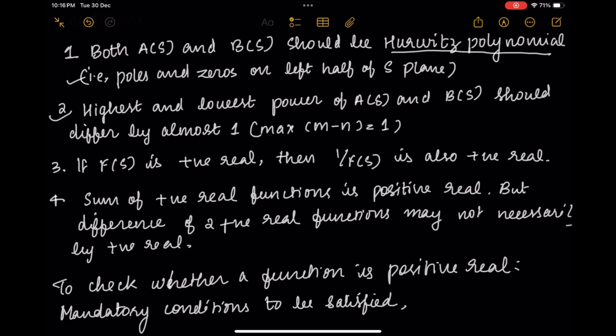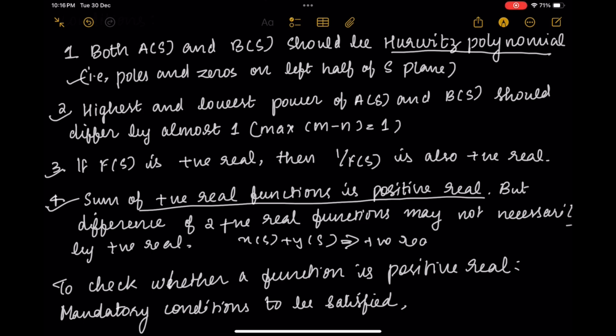And the fourth one is the sum of two positive real functions is positive real. But the difference need not be positive real. Like if x and y are positive real functions, their sum will always be positive real, but their difference may or may not be a positive real function.